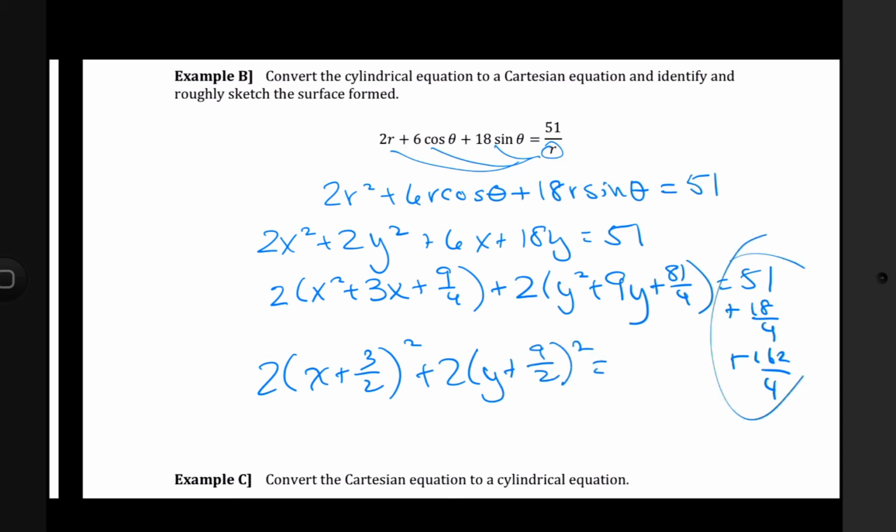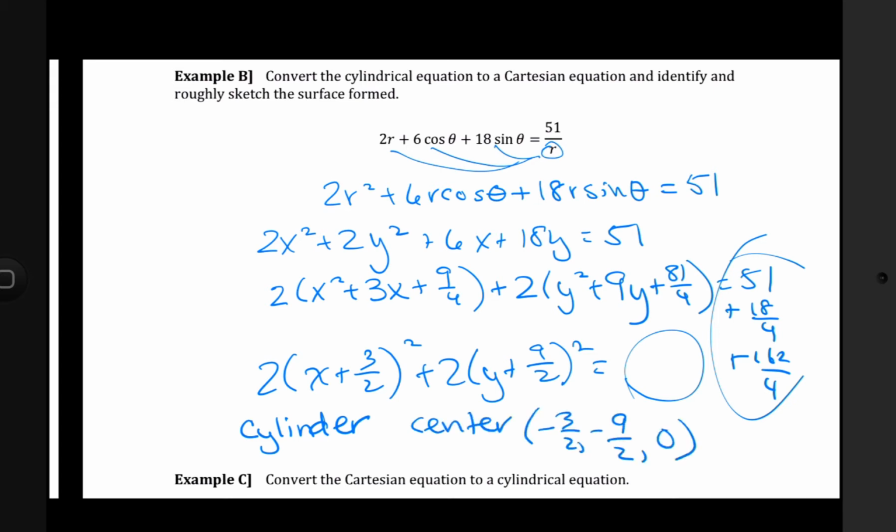I'm not going to do it right now. It's just some number. Okay, and now I can see that I do indeed have a cylinder. It's actually not just a cylindrical surface, it's an upright cylinder, standing up on the Z axis. Its center here is at -3/2, -9/2, and 0.